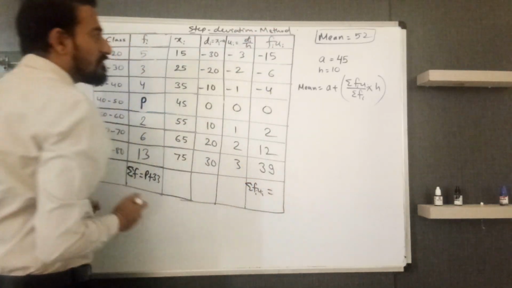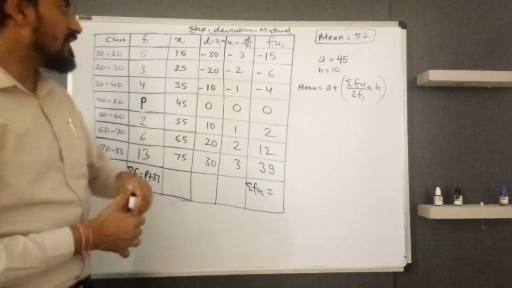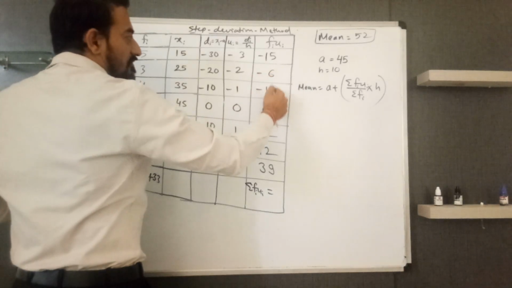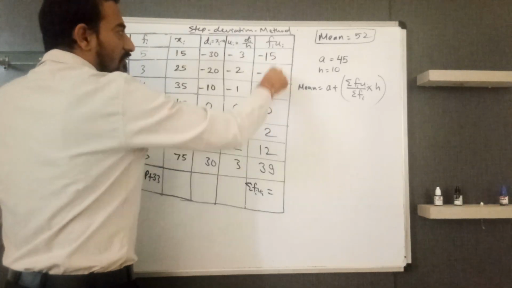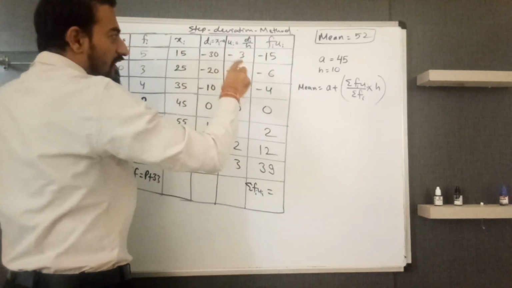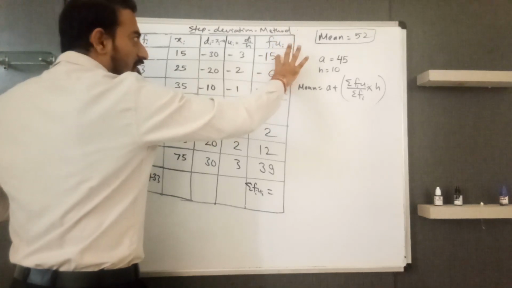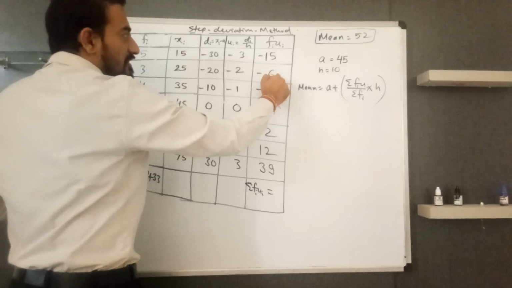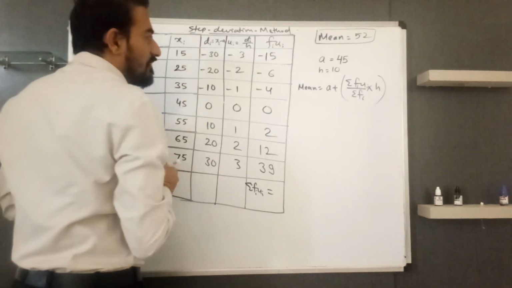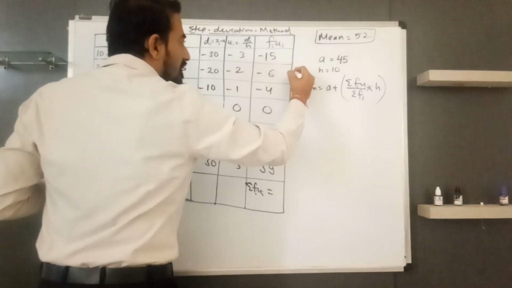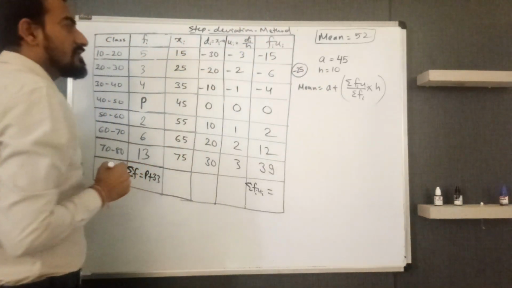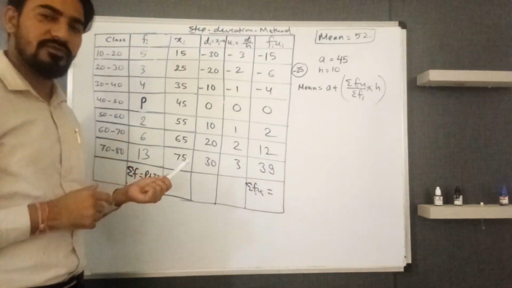So in case of sigma fu, first find the sum of all the negatives. So see, minus 6, minus 4 and minus 15. These are all negatives. If they are negatives, their sum will be negative. We will find their sum. So 4 and 6, 10. 10 and 15, 25. So these values are negatives, so their sum is minus 25.